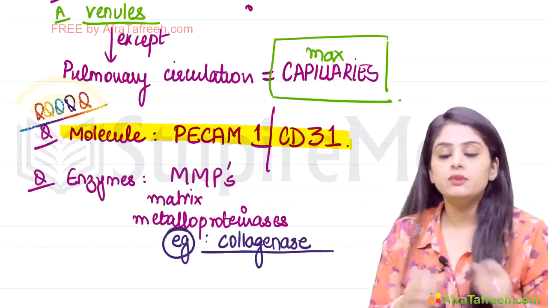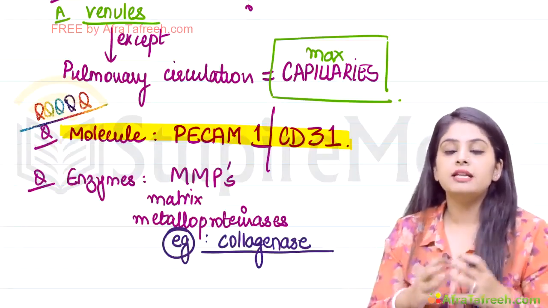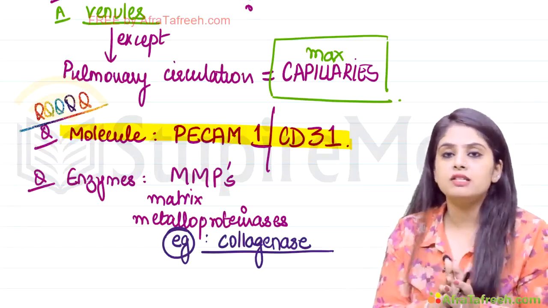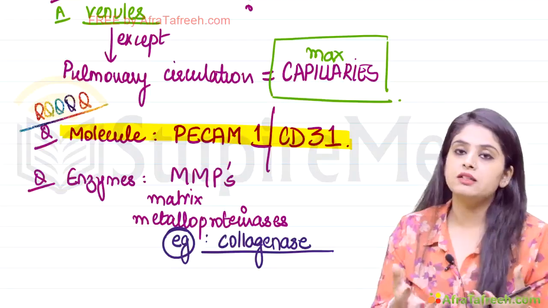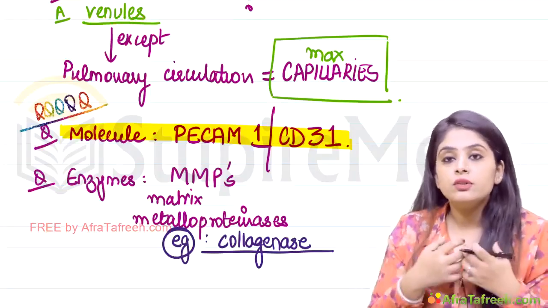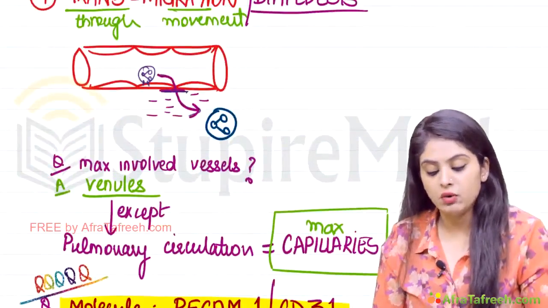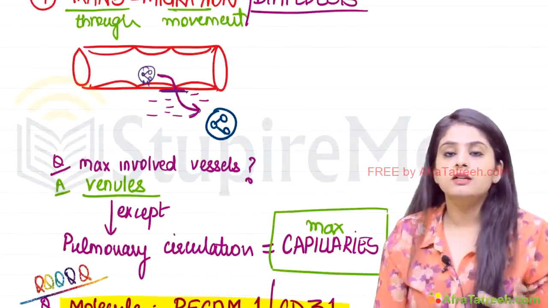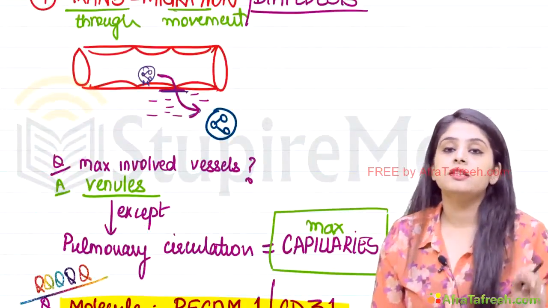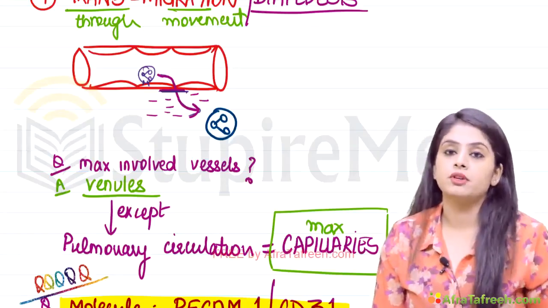To break down the basement membrane, which is type 4 collagen, to break down the extracellular matrix, there is a lot of collagen present there. To break the collagen, what enzyme would be needed? Collagenase. These cells will release collagenase, will break down all of this collagen around it, will make its path, and then finally come out. So these three things about transmigration and diapedesis are very important.